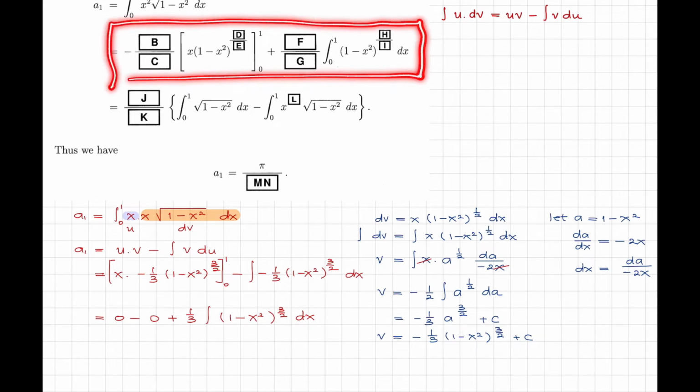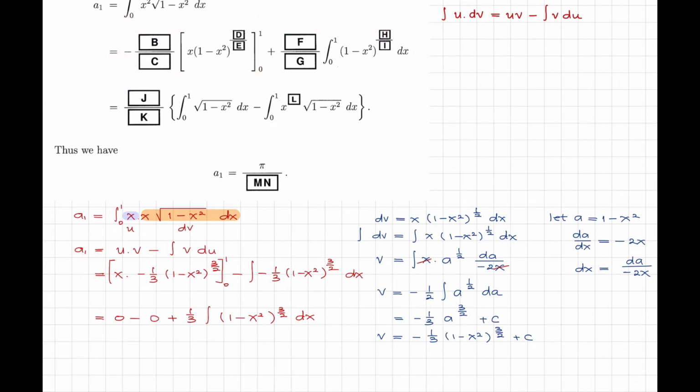The answer in here is the result in here. So I think b over c is 1 over 3. So b is 1, c is 3. x, 1 minus x squared, d over e. Then d over e is 3 over 2.